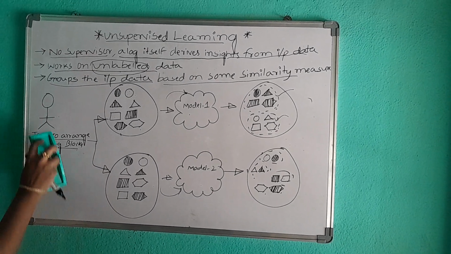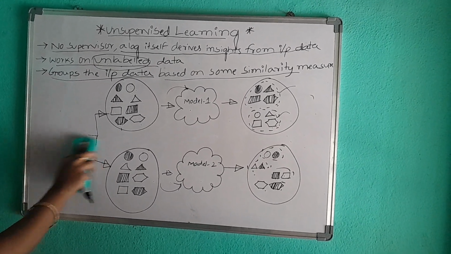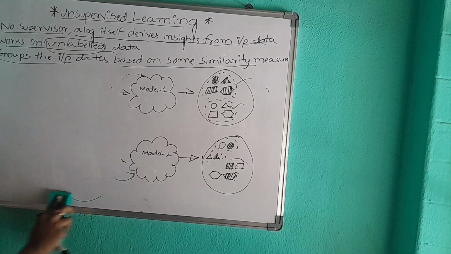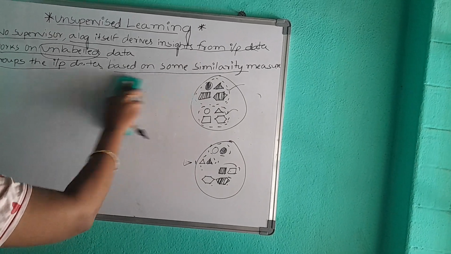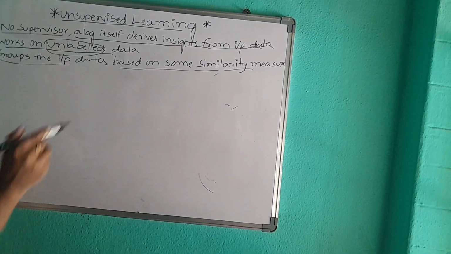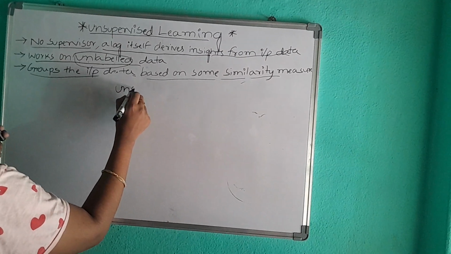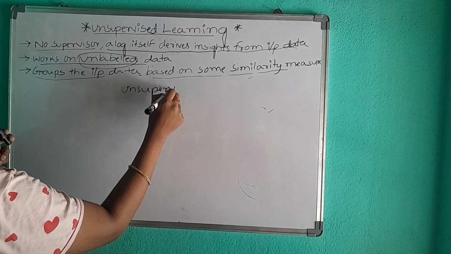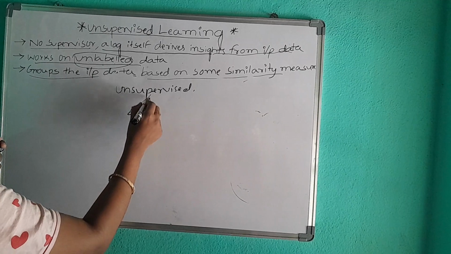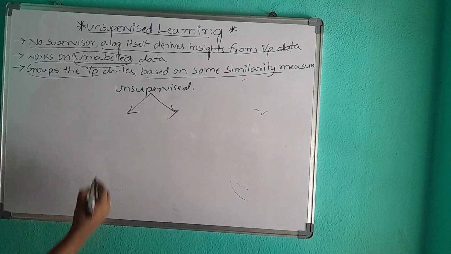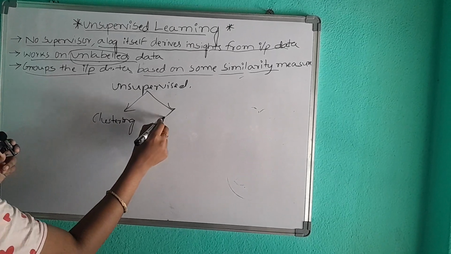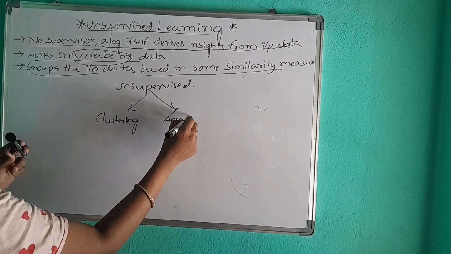In unsupervised learning, we will see two kinds of techniques. I will discuss them in this video. So observe clearly. In the unsupervised technique, we can see two kinds of algorithms: clustering and another one, association.